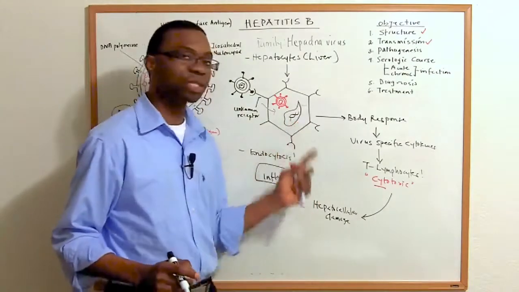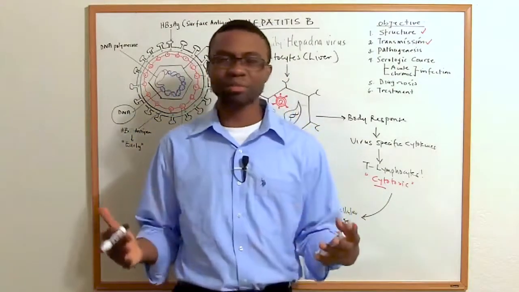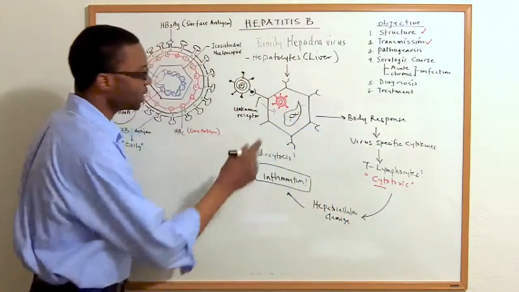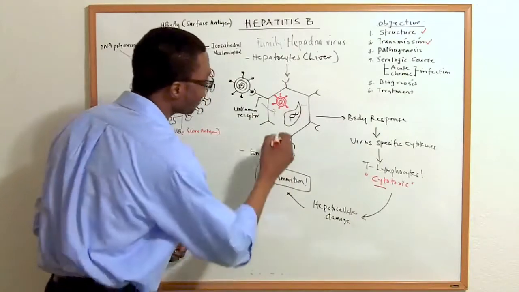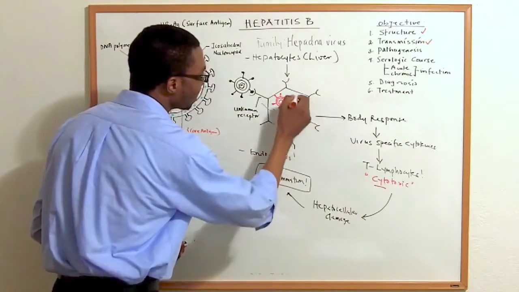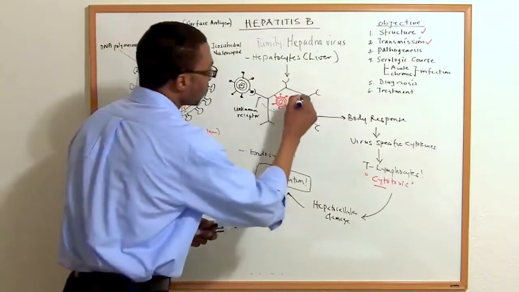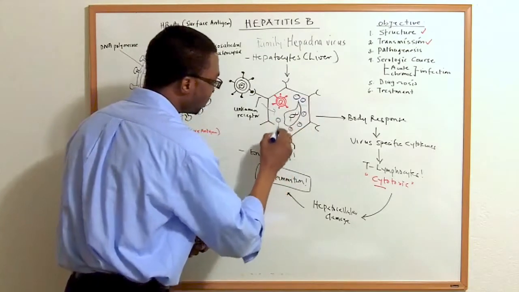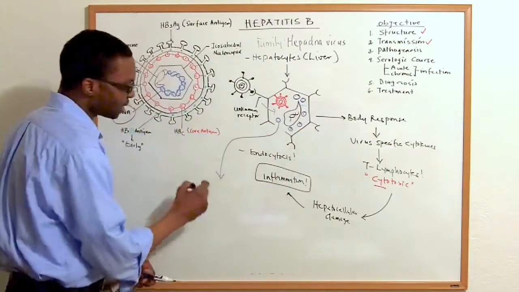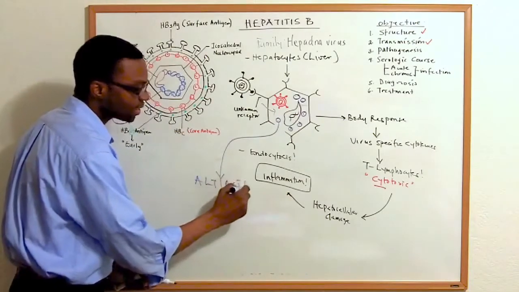Now, the hepatocytes have enzymes. And clinically, what does this mean? Well, when these hepatocytes get destroyed, they're going to release the enzymes that live within their cells. Let's actually make them blue. The enzymes that live within the cells are going to be released, and when these are released, these are known as ALT and AST.